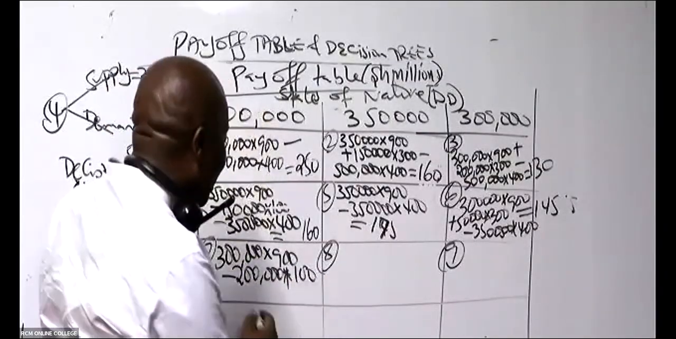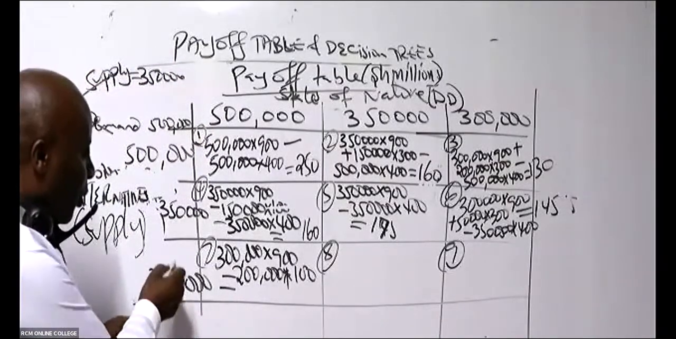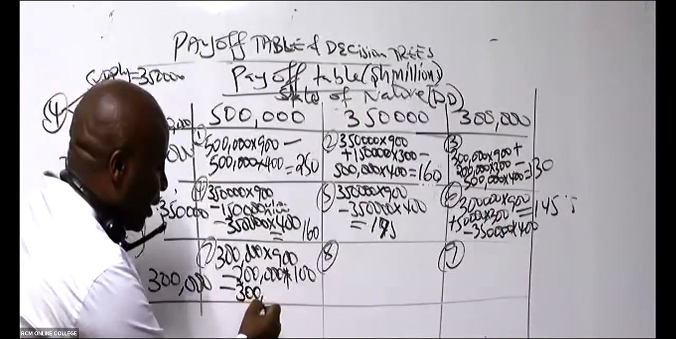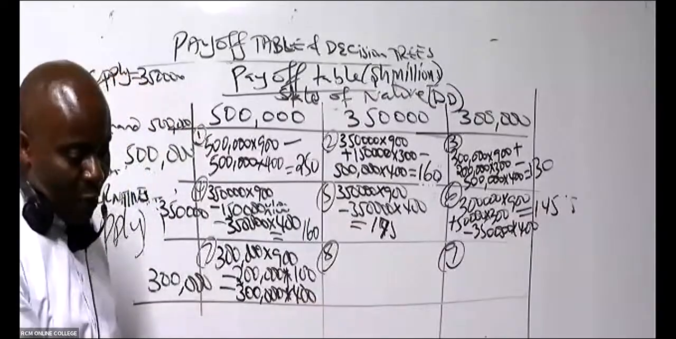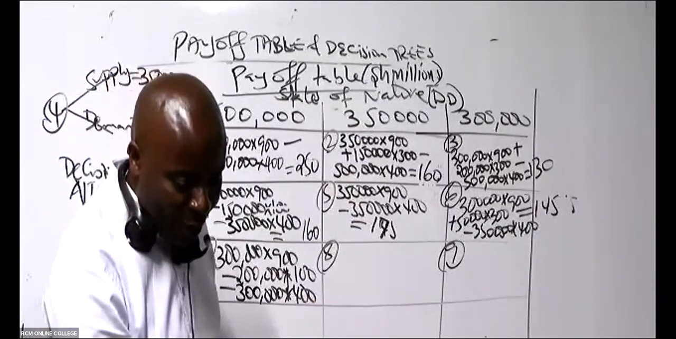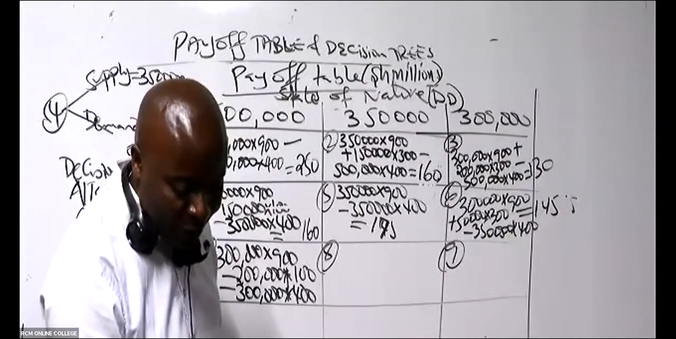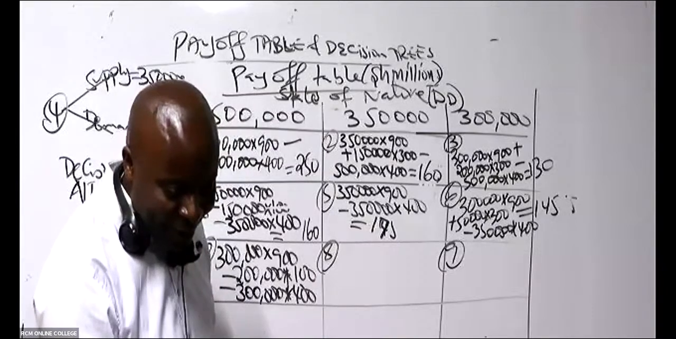And then minus the cost of production. Cost of production is always pegged on this. So minus 300,000 times the cost of production of an umbrella, which is 400. Which then at the end of the day will give us what figure? 130,000.